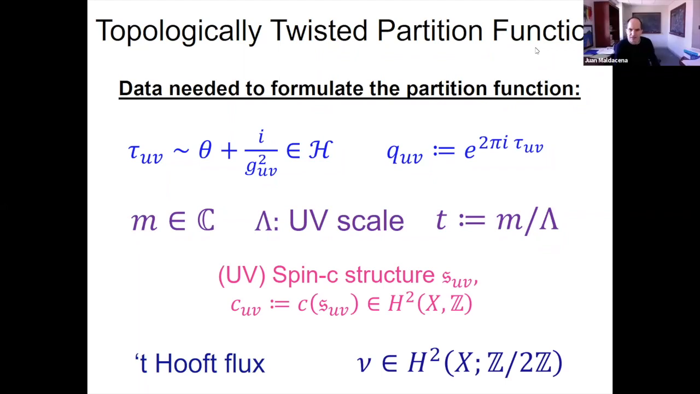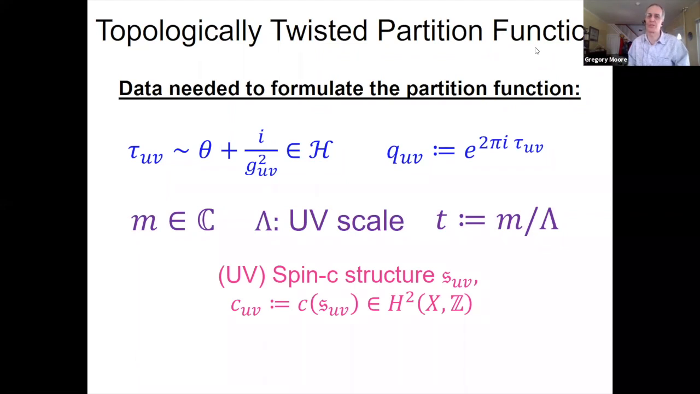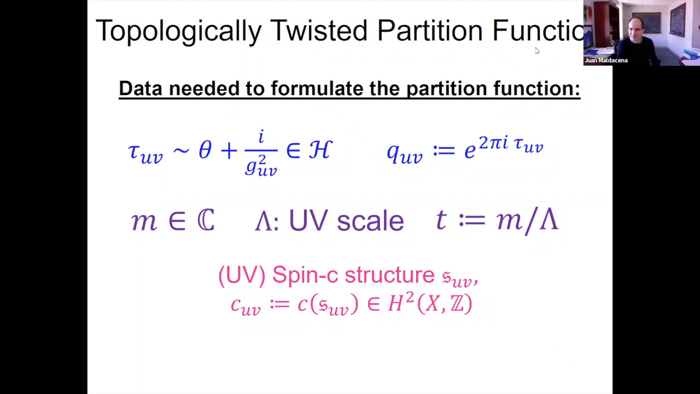Sorry, Greg. Isn't this theory N=4 super Yang-Mills in the UV? Well, it depends what you mean. If you ignore the mass parameter, if you take the mass parameter to 0, then yes, it's N=4 super Yang-Mills. But why do you need a UV scale? Maybe.